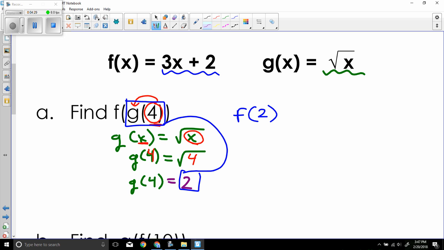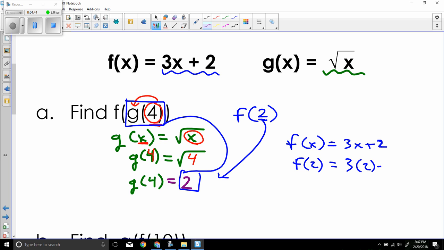Again, I got this 2 right here from this guy down here. I know what f is. f of x is 3x plus 2. Well, now I'm doing f of 2. That means it's 3 times 2 plus 2. That's not that bad. That's 6 plus 2. Okay, so f of 2 equals this here.